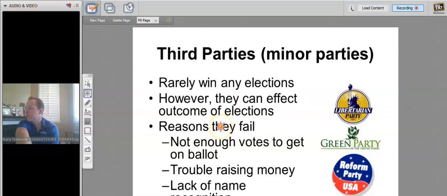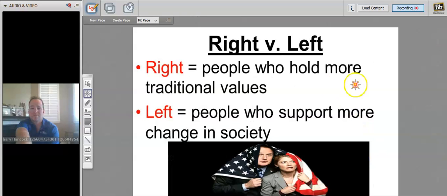There are also third parties, ones that don't line up directly with the Republican or Democratic parties, such as the Libertarian Party, the Green Party, and the Reform Party, but most of them aren't able to make it on the ballot, or at least get very high. They rarely win. They lack name recognition and money, and if you don't have money, it's hard to run in politics.